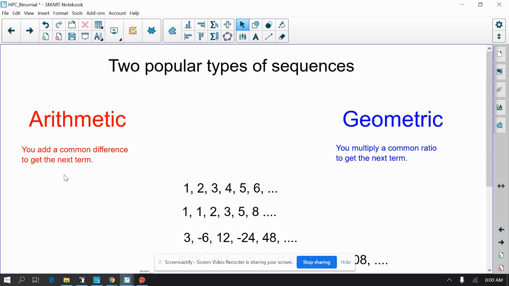So arithmetic, you just add or subtract the same thing over and over and over again. So arithmetic, that's like the line. And the thing that you're adding and subtracting is the slope. Geometric, that's like an exponential function. And you keep on multiplying the same number to get to the next term.